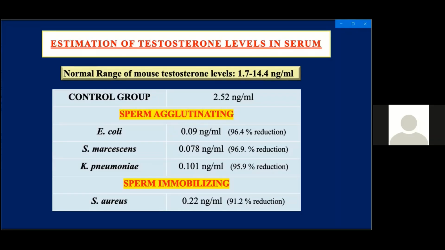Similarly, in case of Serratia marcescens, the level was significantly low. It was 0.078 nanogram per ml, where again we could find about 97% reduction in the testosterone level as compared to control. Similarly, in Klebsiella pneumoniae also, about 96% reduction could be seen in the testosterone level. In case of sperm immobilizing microorganism, the level was significantly low, about 0.22 nanogram per ml, about 91% reduction. From these results, it can also be observed that Staphylococcus aureus, although it did reduce the testosterone level, sperm agglutinating microorganisms were more efficient in reducing the testosterone level as compared to sperm immobilizing microorganisms.